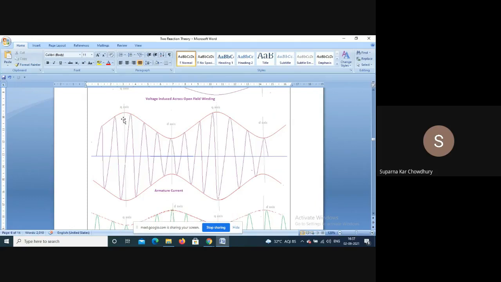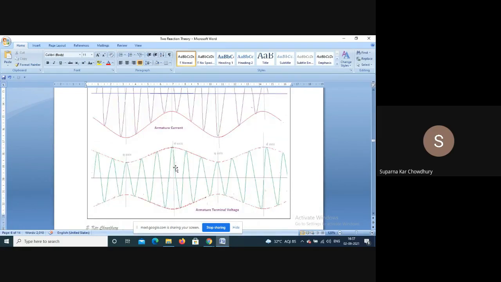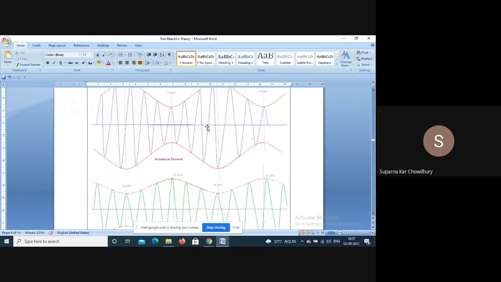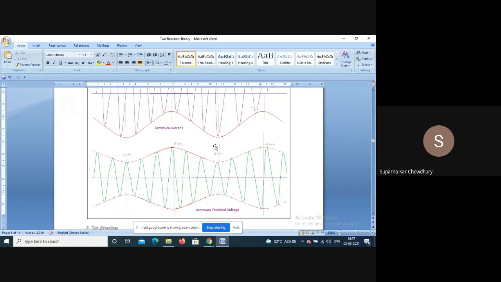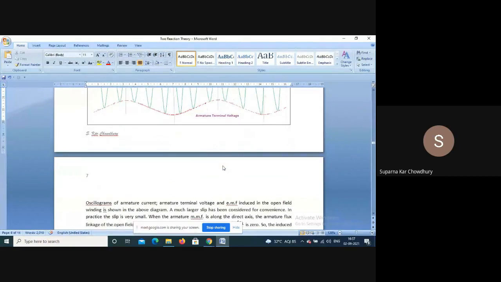That is, the current is maximum in the quadrature axis and minimum in the direct axis. Similarly, the voltage wave will be like this: voltage maximum in the direct axis, minimum in the quadrature axis. So instead of voltmeter and ammeter, we can use an oscilloscope also. From there also, minimum and maximum can be seen.